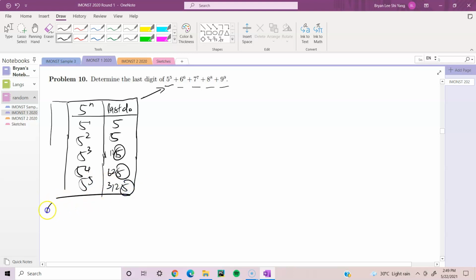So we can make a tiny conclusion here: any 5 to the power of n will have last digit 5.